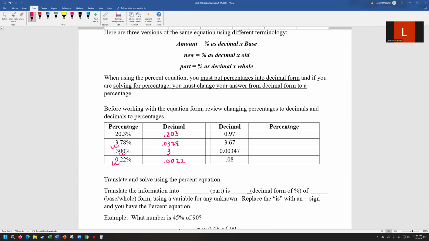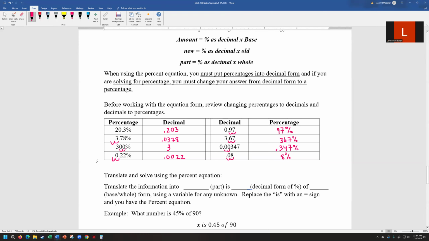Now, if you were solving for your percentage, and let's say these are the answers you get at the end, you have to remember to move it back 2 places to the right and then add the percent symbol. So 97%, 367%. This one would be 0.347%. So it may not even be a whole percentage, it just depends on what you get for your decimal. It could be more than 100%. That is possible. And then this one would be just 8%. And again, that step right there, converting a decimal back to a percentage, you don't do that if you're solving for the is or the of. You only do it if you're solving for the percentage.